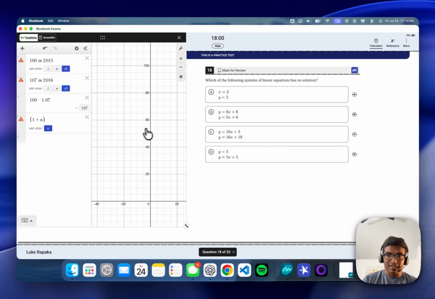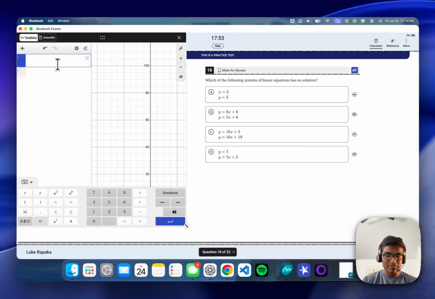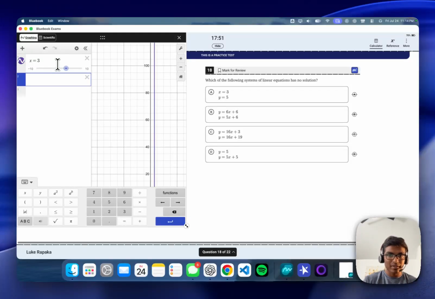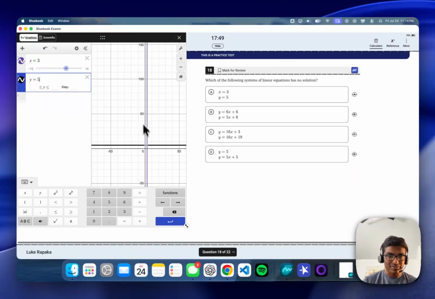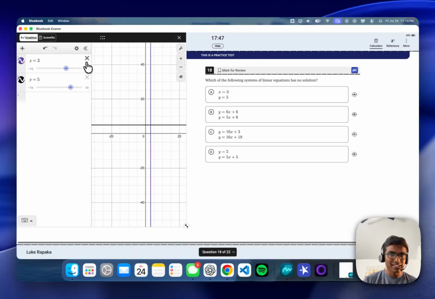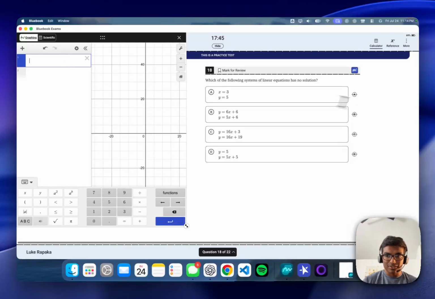Which of the following has no solution? Again, just graph it out. x equals 3, y equals 5. This has got to have a solution, right? Yep, they intersect right there, so that's not it. You can cross that out.